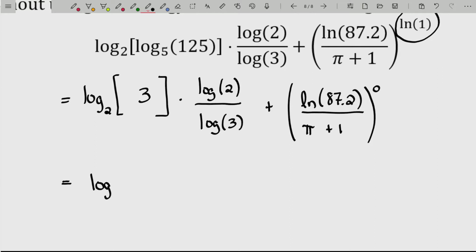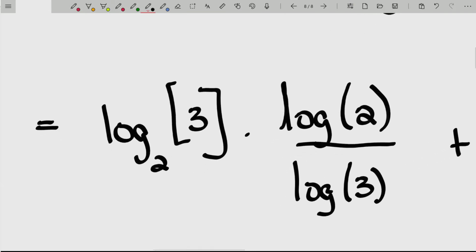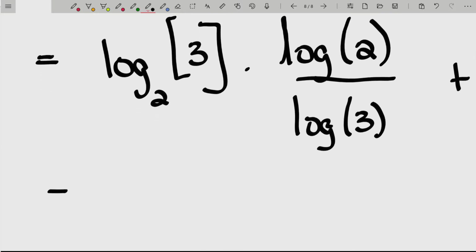So we have log base 2 of 3 times log of 2 divided by log of 3 plus some number to the 0th, so plus 1. Notice how the complexity breaks very quickly. Now, a lot of students will still stare at this and say, I don't know what to do from here. But remember, we have a change of base formula. I would like all of these logarithms to have the same base. So transforming them into base 10 would be awesome. And that's what we're going to do here.